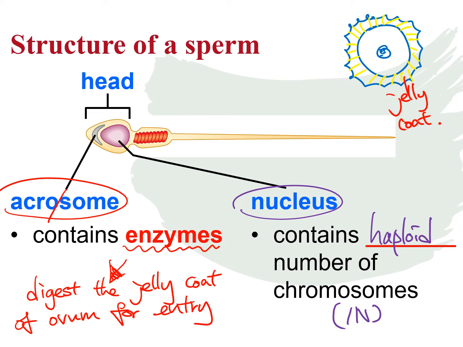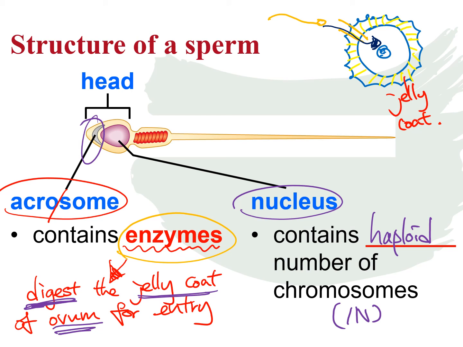For a sperm to enter the ovum successfully, it must use the enzyme here to drill a hole and break open the jelly coat, so the sperm can later enter the ovum successfully. This is why you need the acrosome on top of the head region, with the enzyme to digest the jelly coat of the ovum for entry and fertilization.